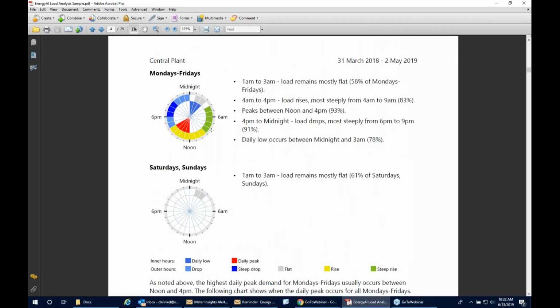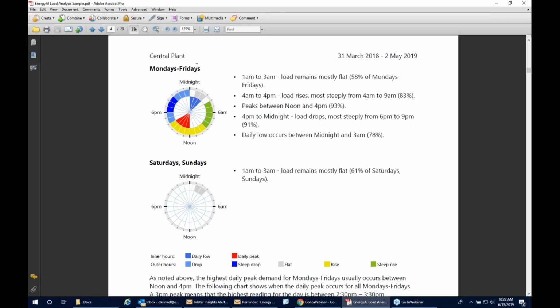The dark green here is showing you when it tends to rise most steeply. The dark blue, when it tends to drop, your load drops most steeply. Energy AI tries to look for days which behave the same. So here we see Mondays through Fridays. This is a simple example. They tend to behave the same. Saturdays and Sundays tend to behave the same as each other, but different, obviously, from the weekdays.